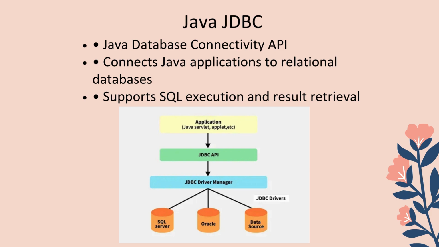The API provides classes and interfaces for establishing a connection to a database, sending SQL queries, updating records, and processing the returned datasets. This means you can perform operations like selecting data, inserting new rows, updating existing ones, and deleting records, all within your Java application. JDBC is a fundamental component for any Java application that needs to store or retrieve data from a relational database.